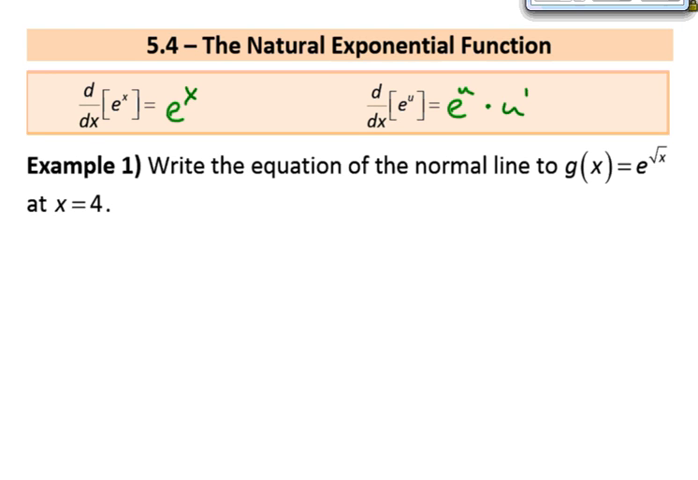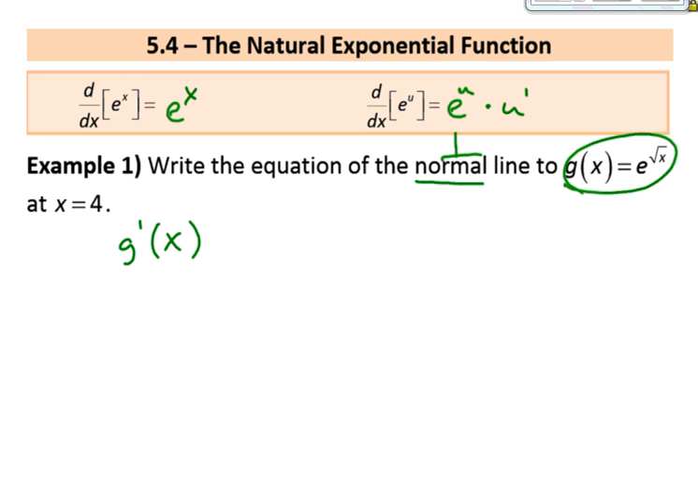So we want to write the equation of the normal line. Remember, normal means perpendicular to the tangent line, to the function e to the square root of x at x equals 4. So we want to take the derivative of this here, and we have e to the square root of x, so our u will be the square root of x. So g prime will equal the exact same thing, e to the square root of x, and then just simply times the derivative of square root of x, which is 1/2 x to the negative 1/2.